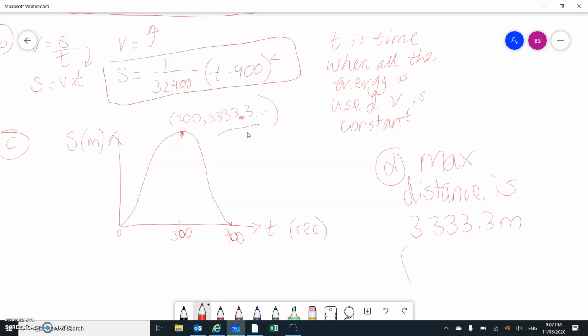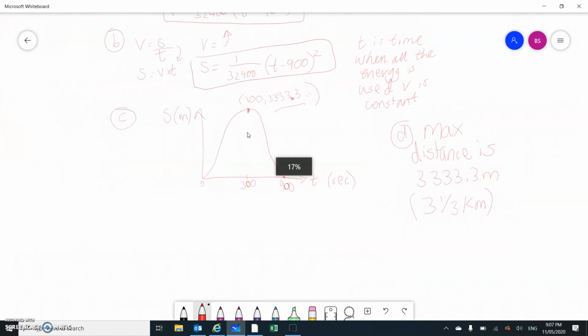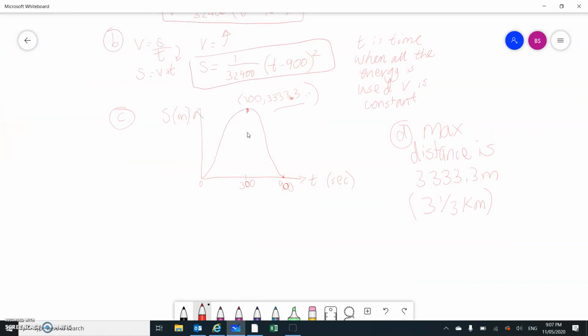You can write that in kilometers if you like. That's about 3, because this is recurring, it's actually 3 1/3 kilometers. Okay, so because 3 1/3 kilometers is a lot smaller than 3.5 kilometers, it's not possible. So 3.5 kilometers is not possible because the maximum is smaller than that. So that's part D.